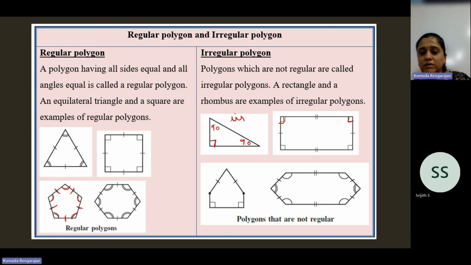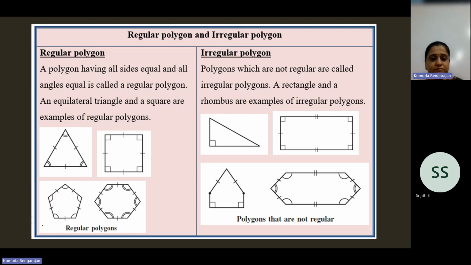Okay, angles are equal, but all the sides are not equal, only opposite sides. So irregular. Here also, only these two sides are marked equal. See, only these two sides are marked equal. All the sides are not marked equal, irregular. Here also, see, they've used double lines here. That means these two sides are equal. And for the remaining four sides, they've used a single line like this.